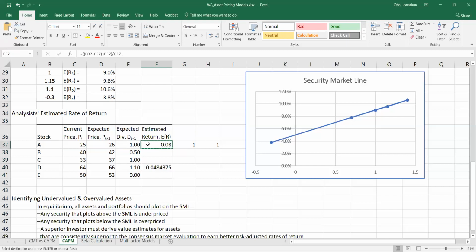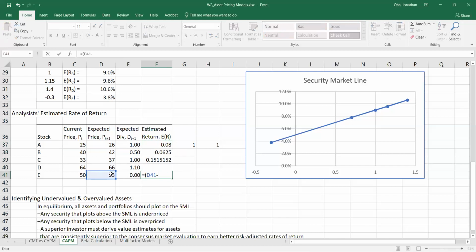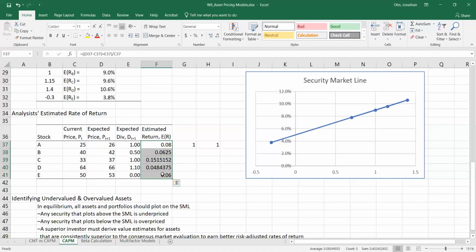Second, copy and paste. And then the last one is the same way. This minus this plus 0, divided by initial price here. Okay, we got this. Let's change that to percentage.